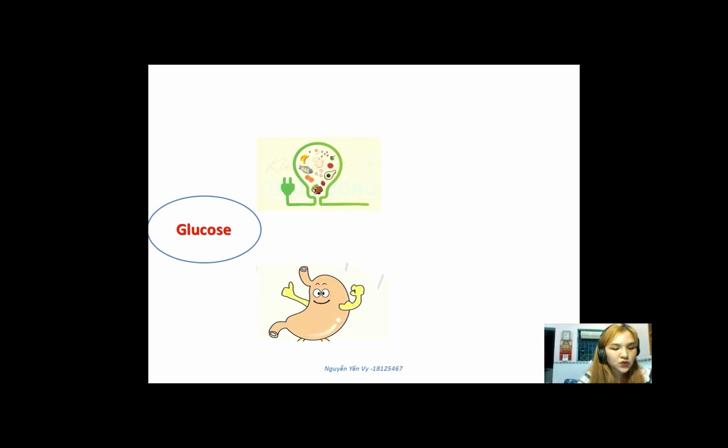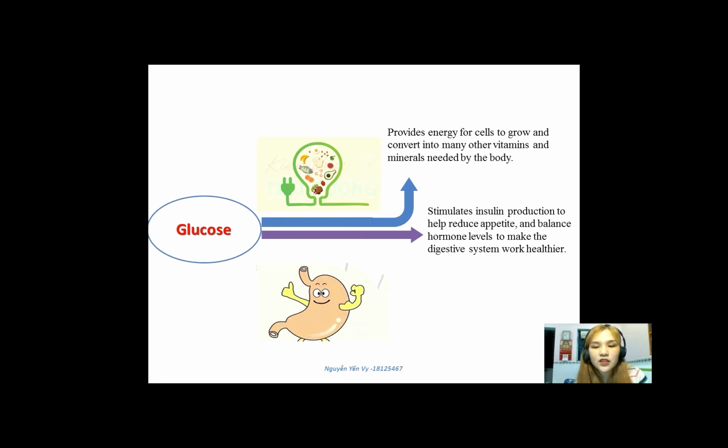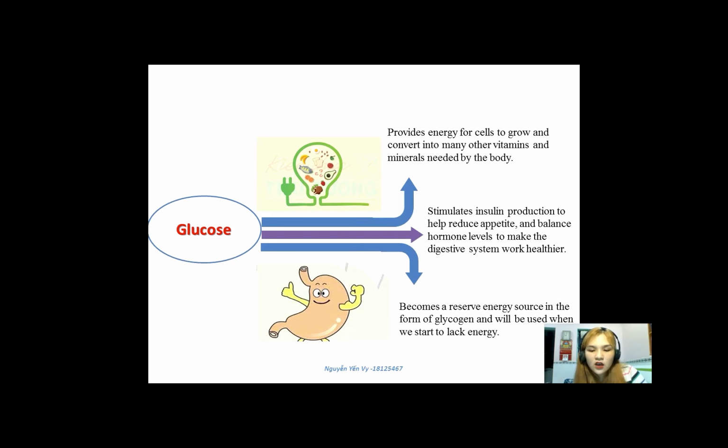The next, we move to the function of glucose in our body. The first, provide energy for cells and be converted into many other vitamins or minerals needed by the body. The second, stimulate insulin production to help reduce appetite and regulate hormone levels to make the digestive system work better. The last, become a reserve energy source in the form of glycogen and be used when we start to lack energy.